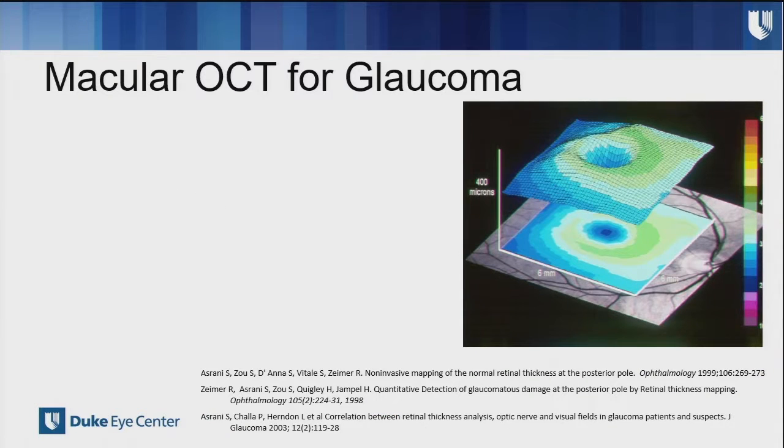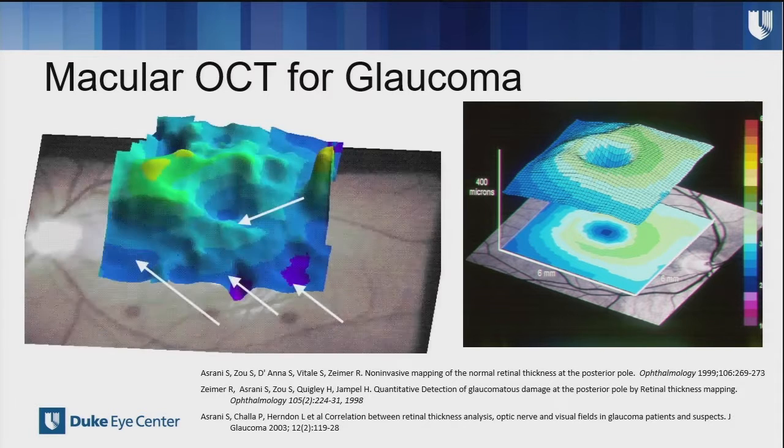So we'll cover briefly why the macula is where the money is for glaucoma, and we'll look at 5 devices and their glaucoma protocols and see some examples both of glaucoma and non-glaucoma.